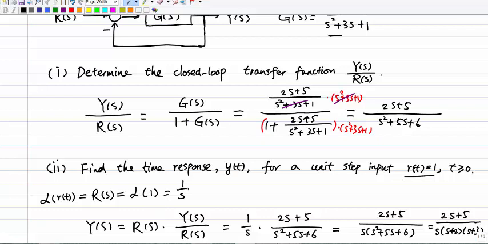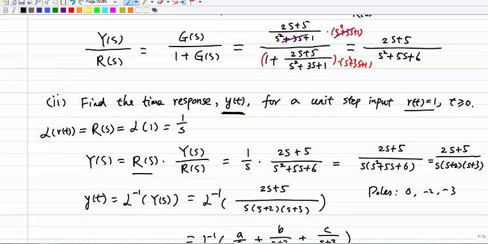We want to find y(t). Before we find y(t), let's compute Y(s). Y(s) is the input times the transfer function. The input R(s) in the s domain is 1 over s. The transfer function, computed in step 1, is (2s + 5) divided by (s squared + 5s + 6). So we can put this as 2s + 5 as numerator, and the denominator is s times (s squared + 5s + 6), which I rewrite as s times (s + 2) times (s + 3).